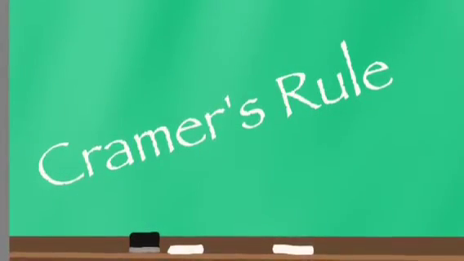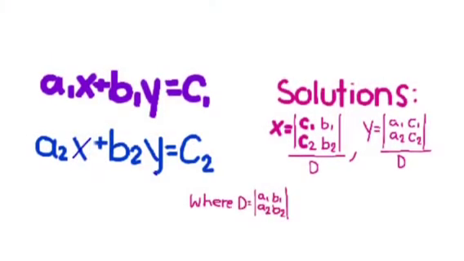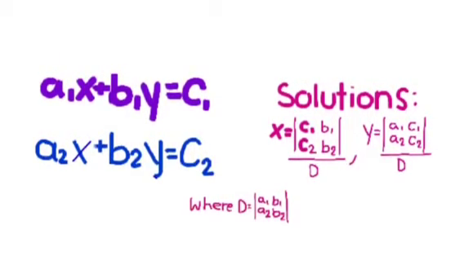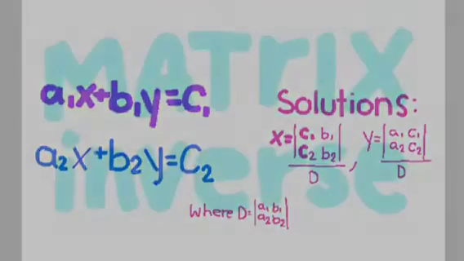Cramer's rule. Cramer's rule is a formula that solves a system of linear equations. Cramer's rule uses determinants of the coefficient matrix to find the solution to the equation.